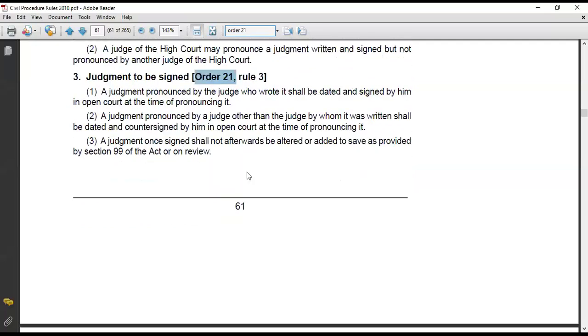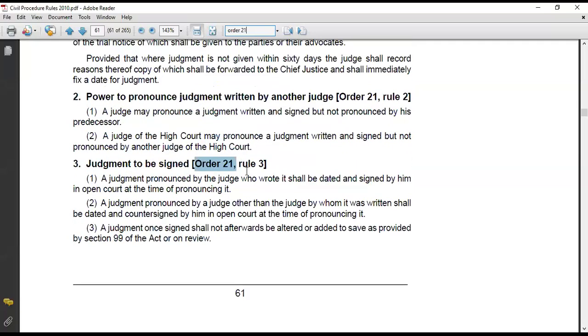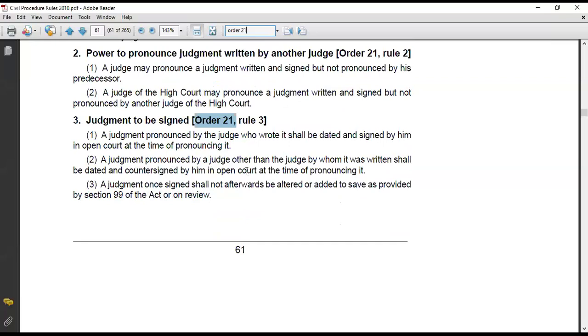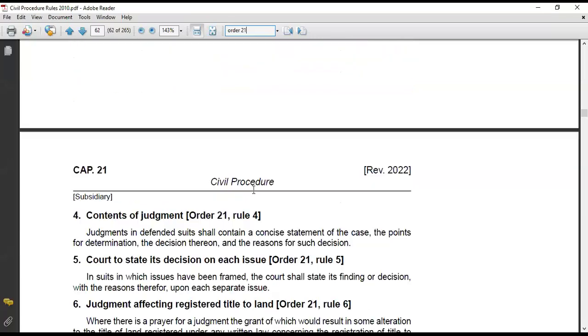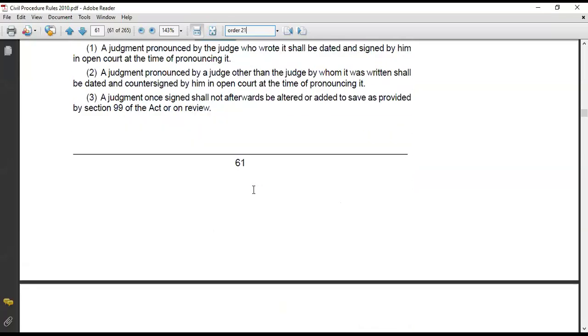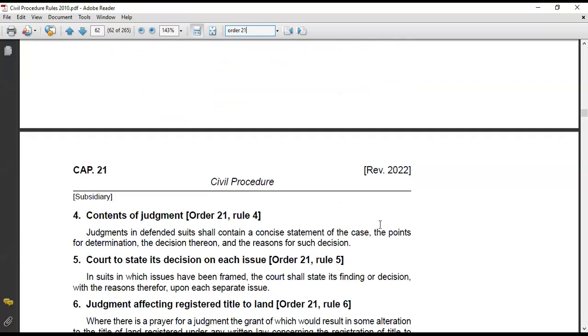So if you look at Order 21 Rule 3, it says a judgment pronounced by a judge who wrote it shall be dated and signed by him in open court. So, in the context of a judgment, a judgment shall contain a concise statement of the case, the points for determination, the decision thereof, and the reasons for such decision.